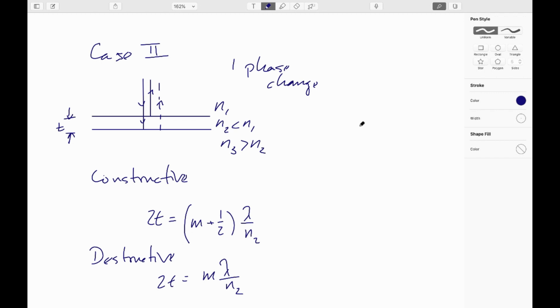One that's easier to do, to give you a case too, though, is the opposite situation, where the index in the middle is higher than the surrounding indices. So this would correspond to, for instance, a soap bubble, the film of the soap bubble, or even though gasoline is less dense than water, it turns out to have a higher index of refraction than water.